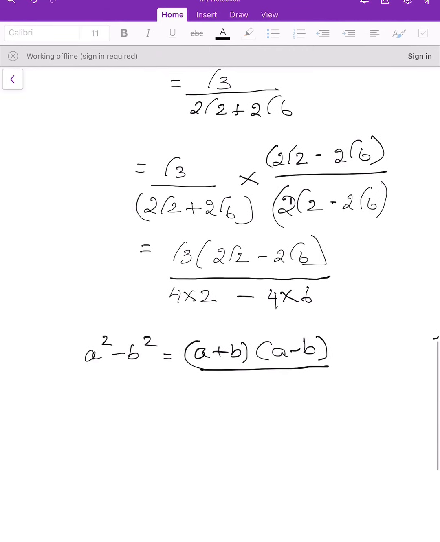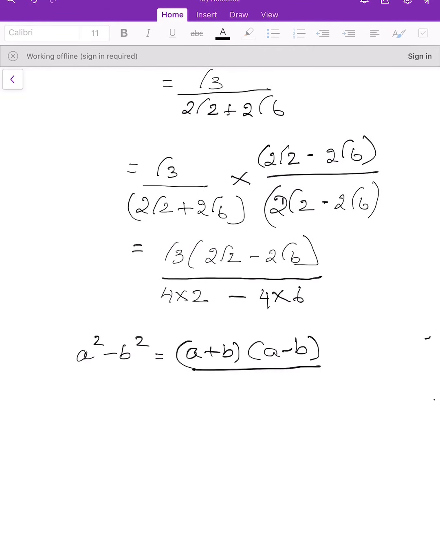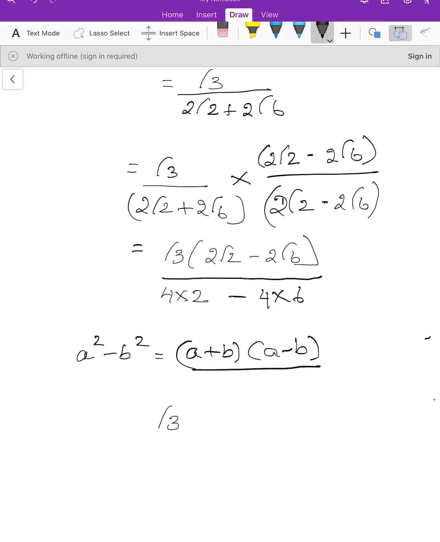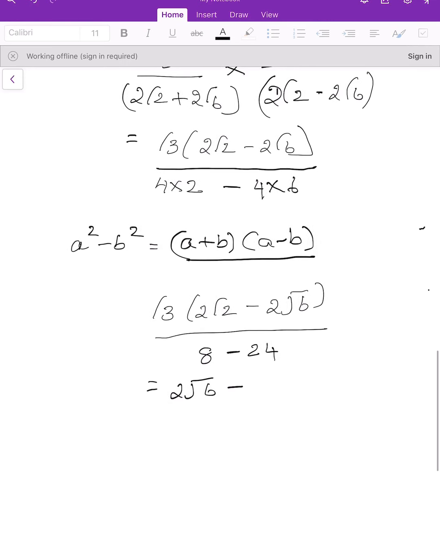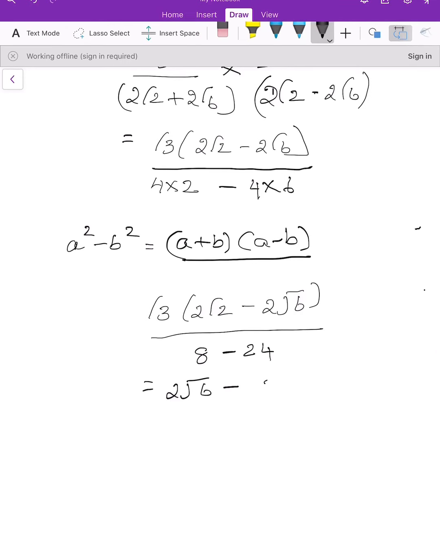So it is root 3 into 2 root 2 minus 2 root 6 divided by 8 minus 24. That is equal to, I can multiply this root number inside, 2 root 6 minus 2 root 18 divided by minus 16. This is my answer.